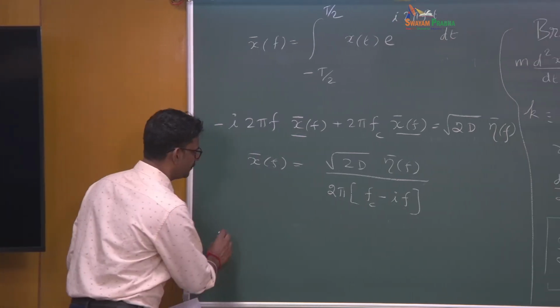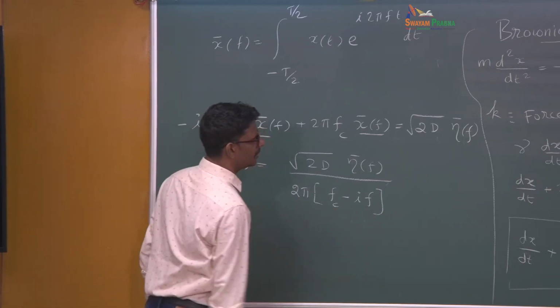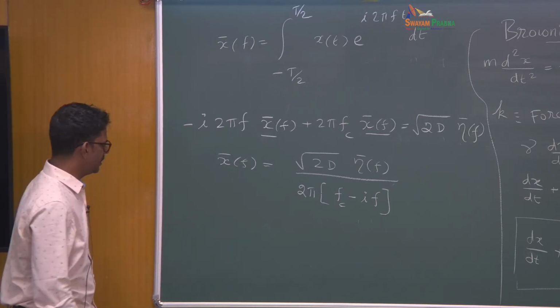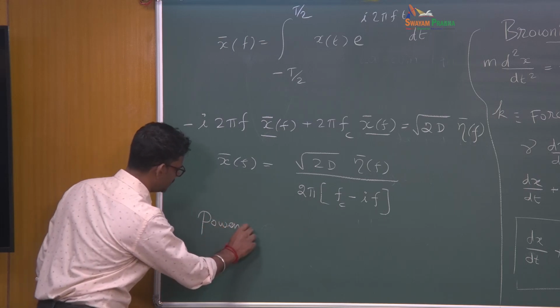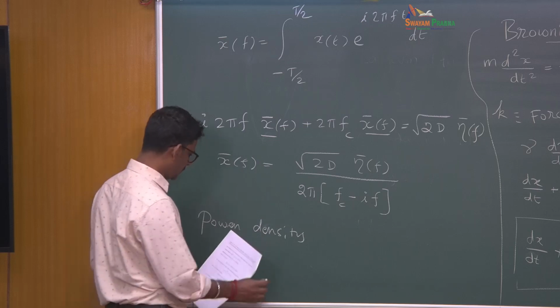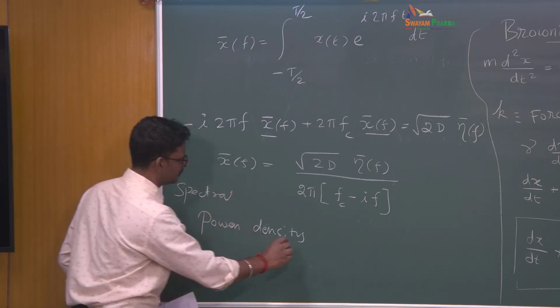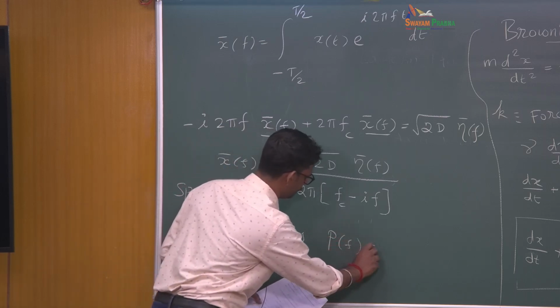So from here we define, so this basically is going to tell you how the Brownian particle position is going to be represented in the Fourier space. Now we can define what's called this power density function, actually more specifically spectral power density, P of f.